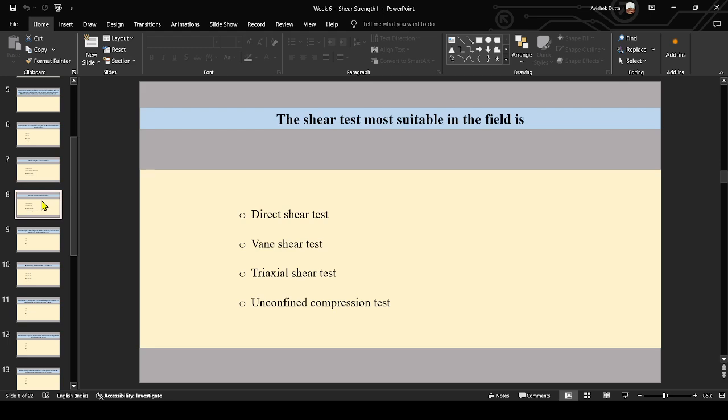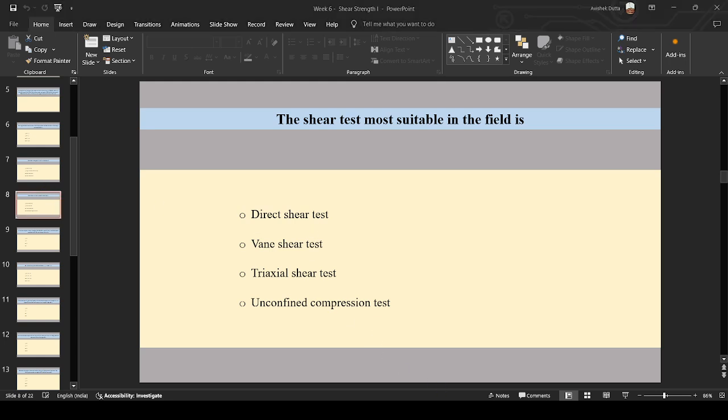The shear test most suitable in the field is... Shear test is the test to determine the shear strength of a soil. The shear test most suitable in the field is: direct shear test, vane shear test, triaxial shear test, or unconfined compression test.